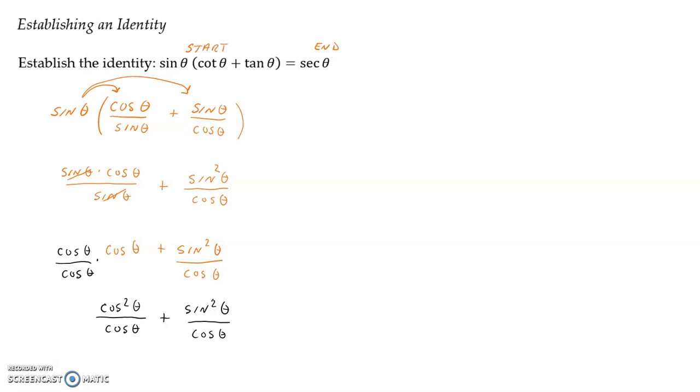And now I'm in a situation where I have common denominators, so I can go ahead and add these two fractions together. And when we do that, we only have to write that denominator once. On top, I'm going to have cosine squared theta plus sine squared theta. Remember that we can use identities here. That numerator can be replaced with a 1, because cosine squared theta plus sine squared theta equals 1.